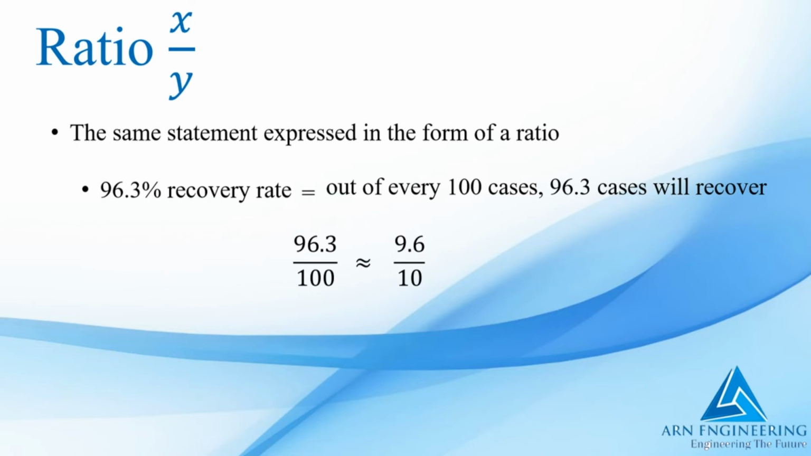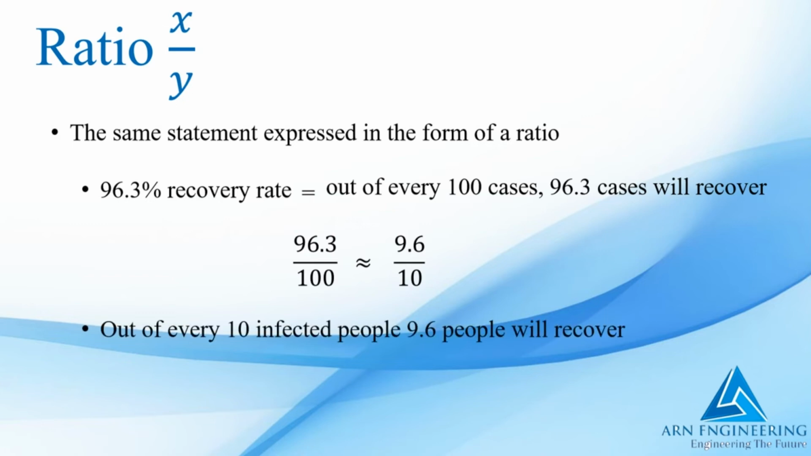96.3 divided by 100. Now, it might be easier for some people to understand things when we state them out of 10. So we can divide the numerator and the denominator by 10, and that gives us a fraction of 9.6 divided by 10. It's actually 9.63 divided by 10, but we can approximate it to 9.6 divided by 10. Now, what this means is that out of every 10 infected people, 9.6 people tend to recover. Okay, that might be easier to understand, but 9.6 people still makes no sense. We can't use decimals for a number of people.